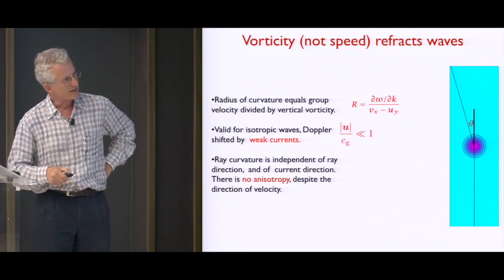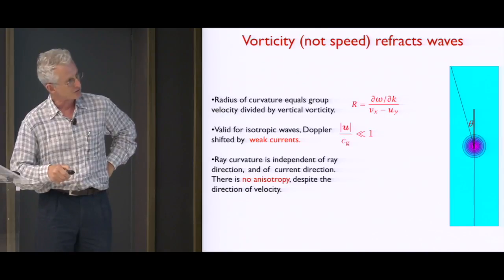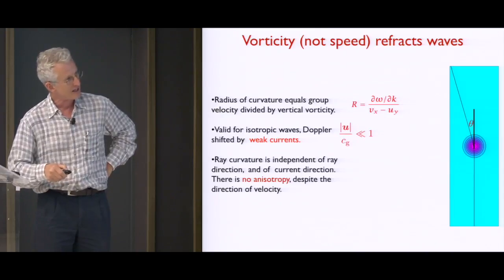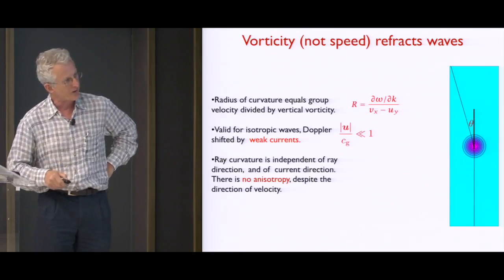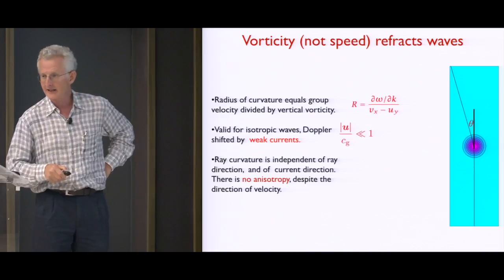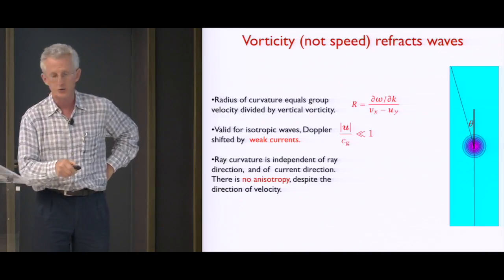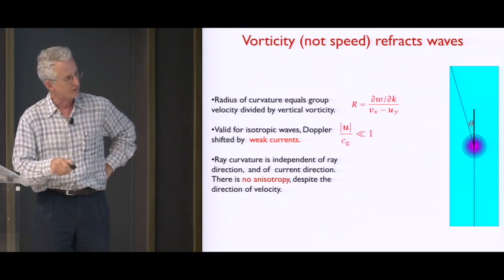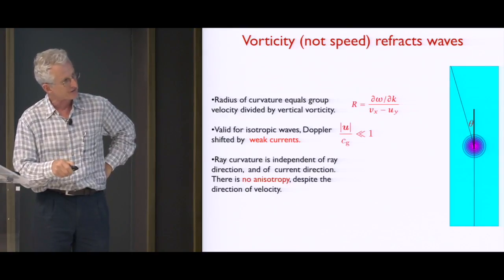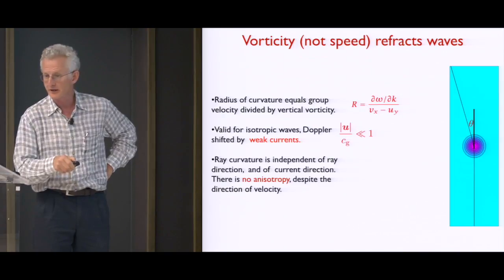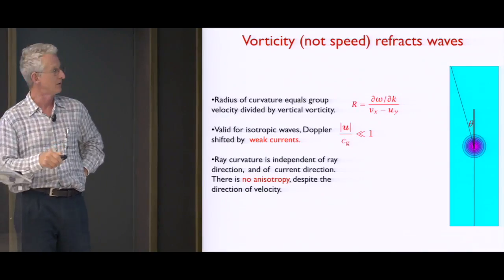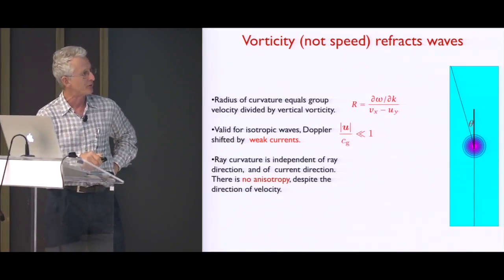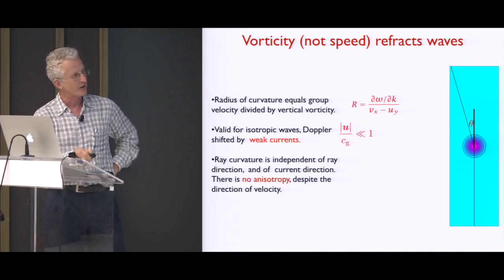So in other words, if I have a vortex, which here is the concentrated vorticity of a vortex, there's going to be a 1 over r irrotational current surrounding the vortex. You shoot in a ray, and it travels on a dead straight line, ignoring the 1 over r azimuthal current which surrounds the vortex. So there's certainly velocity out here. It hits the center of the vortex where all the vorticity is concentrated, and that's where it bends according to this formula from Landau and Lifshitz. Okay? So ray curvature is independent of ray direction and of current direction. In other words, there's no anisotropy despite the direction of the velocity.